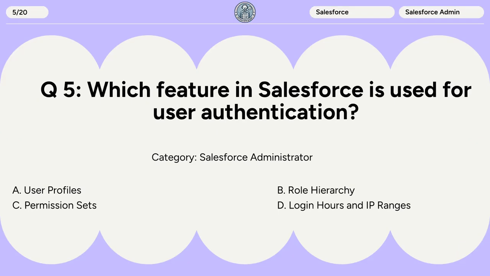Question 5. Which feature in Salesforce is used for user authentication? A. User profiles. B. Role hierarchy. C. Permission sets. D. Login hours and IP ranges.